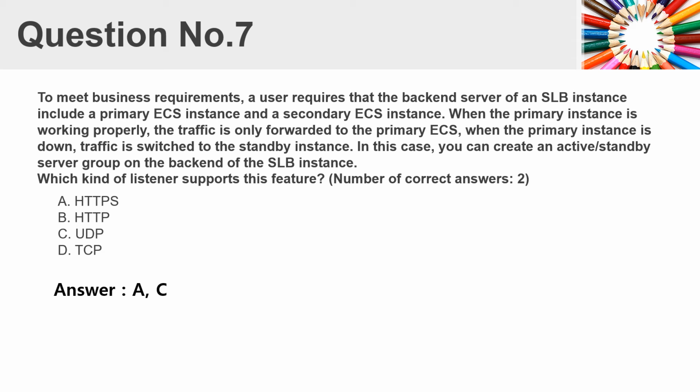Question number 7. To meet business requirements, a user requires that the backend server of an SLB instance include a primary ECS instance and a secondary ECS instance. When the primary instance is working properly, the traffic is only forwarded to the primary ECS. When the primary instance is down, traffic is switched to the standby instance. In this case, you can create an active/standby server group on the back end of the SLB instance. Which kind of listener supports this feature? Number of correct answers: 2. A. HTTPS. B. HTTP. C. UDP. D. TCP. Answer: A, C.